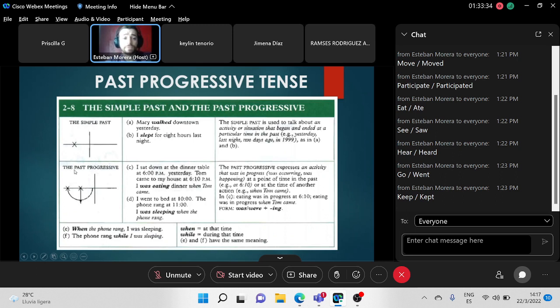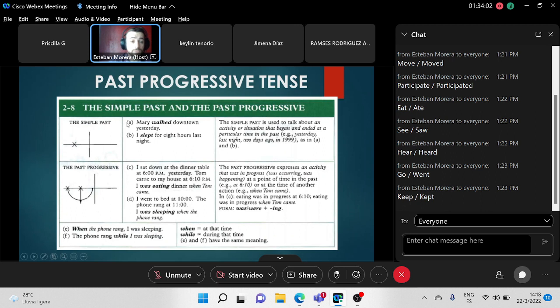But when we use past progressive, it's important to pay attention, because in the past progressive, the action was in progress. The action was happening. The action was occurring. The action was happening for several minutes, for several days, for several months, for several years.